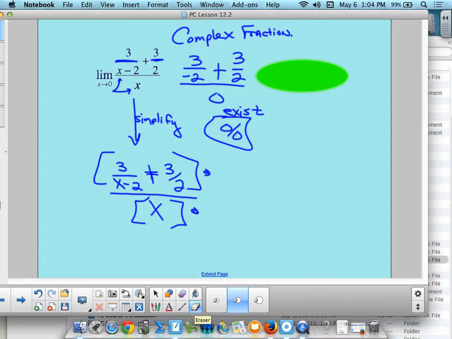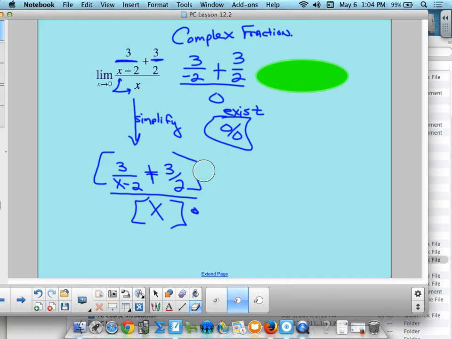Okay, what makes this thing ugly? Top. Okay, what about the top? What makes it ugly? There's fractions on a fraction. But if you look at the top, isn't it the denominators that really made this ugly? So what I'm asking you is, clean it up. Get rid of those denominators. What would you multiply by?